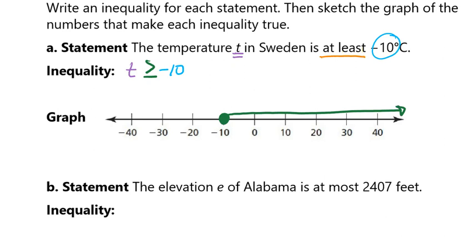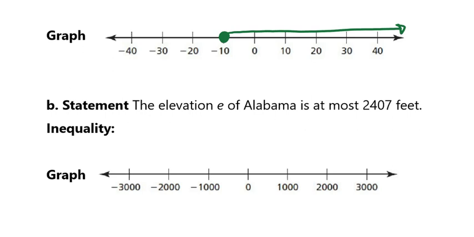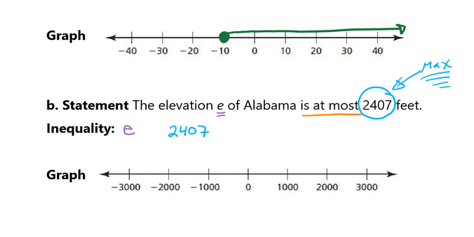Let's try one more. So for this statement, we have that the elevation E of Alabama is at most 2,407 feet. So our keywords here are at most. We'll be using the letter E as a part of our inequality as our variable, and the number 2,407 as the number that we're going to be putting our answer at. So the question is, what symbol are we going to use? When it says at most, that means that 2,407, that is the maximum amount that we're going to come across, which means that E is going to need to be less than or equal to 2,407.